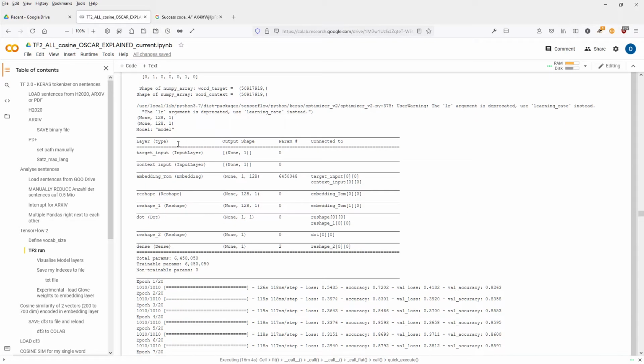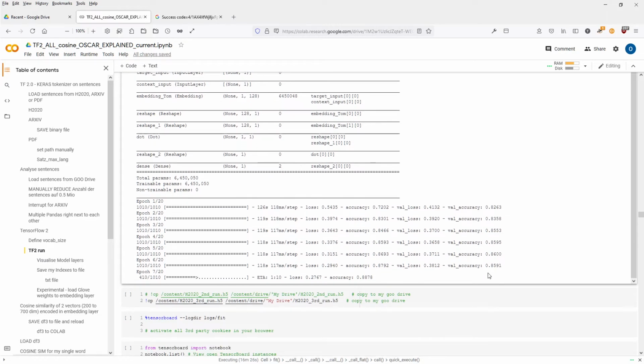From a layer type, you see that I have the most simple layer structure that we have. The target input and the context input layer, my embedding. I do some reshape. I have, of course, the dot product. I want to see how close they are. I do some reshape, and this is it. The number of total parameters that I can train is 6.45 million free parameters, and this is more or less it for the model size.